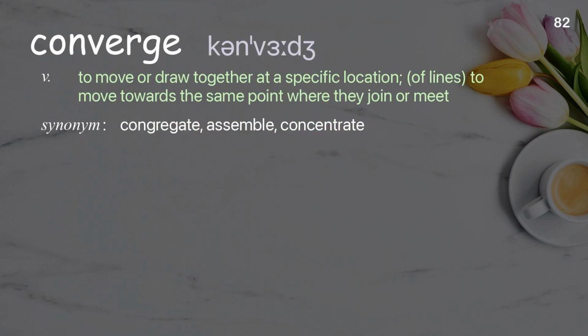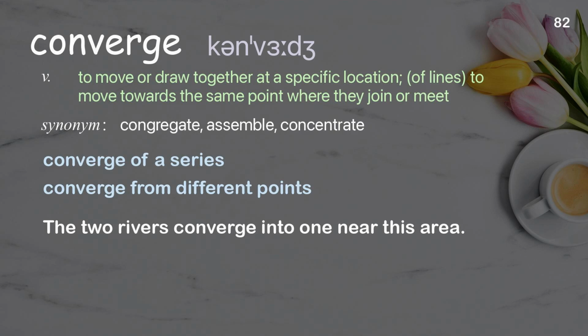Converge: to move or draw together at a specific location; of lines, to move towards the same point where they join or meet. Examples: converge of a series. Converge from different points. The 2 rivers converge into one near this area.